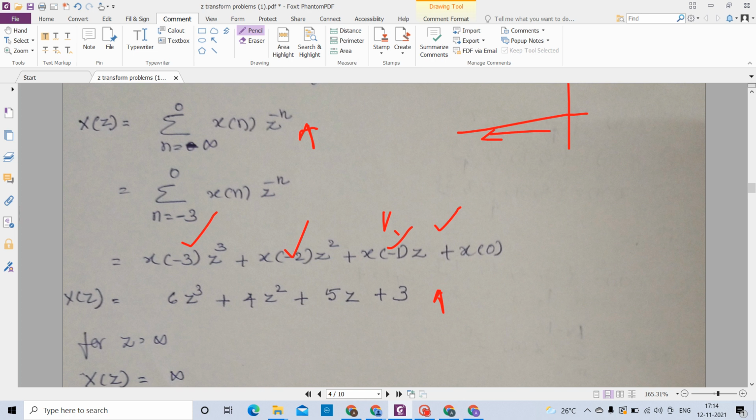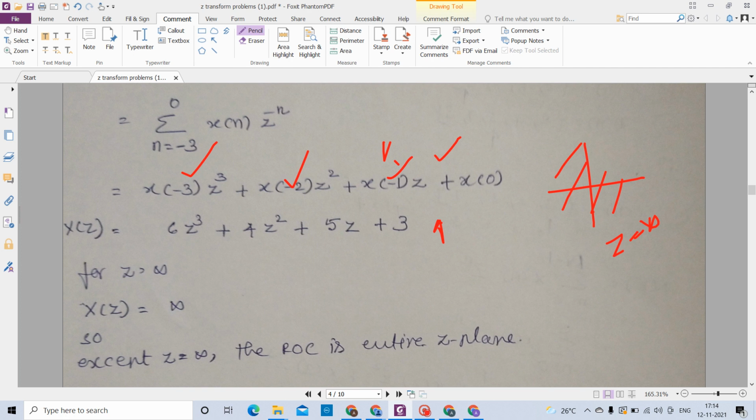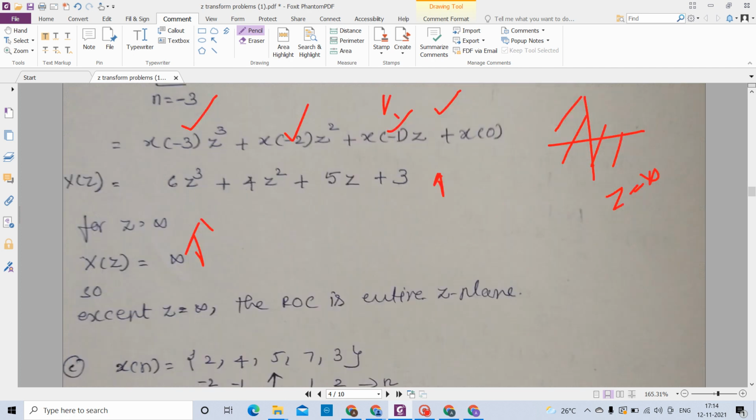Here, if the sequence is finite, left hand side and anti-causal, then the region of convergence is the entire Z plane except Z is equal to infinity. We will see now why it is so. For the other values of Z, the region of convergence occupies the Z plane. Put the value of Z as infinity, so X of Z becomes infinity. If infinity is added, then we get an infinite value only. So except Z equal to infinity, the region of convergence is the entire Z plane.